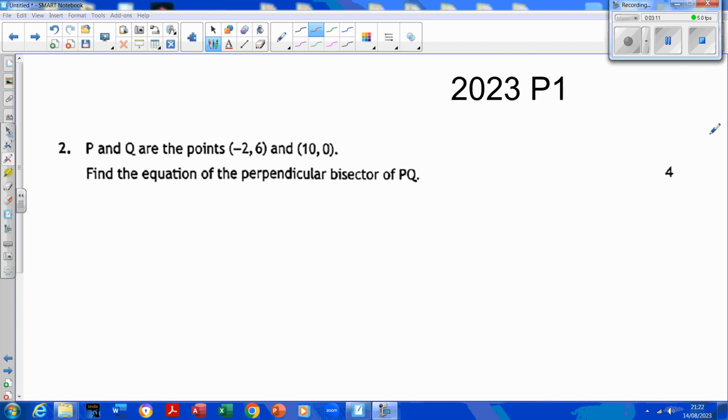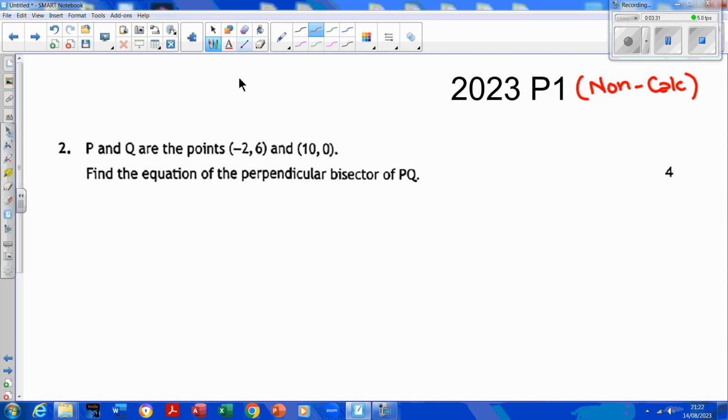Right, I'm now going to do a few past papers just to give you an idea of what the standard is that you're asked. So 2023 paper 1, so this is non-calculator. So you still get your non-calculator paper. Right, so it says P and Q are the points -2, 6 and 10, 0. Find the equation of the perpendicular bisector of PQ.